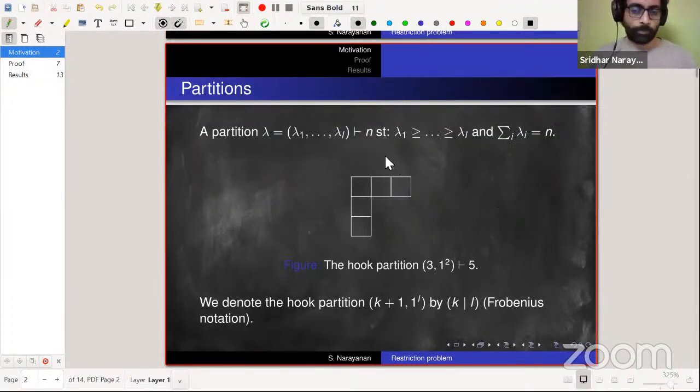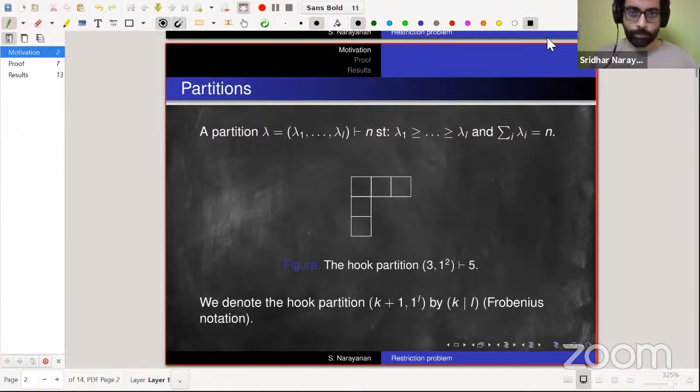So we're all familiar with what a partition is. Just to revise, a partition of a positive integer n is a non-increasing sequence of integers whose sum is n. Right? So we're all familiar with this. Here is a partition of 5. This partition is 3, 1, and 1.